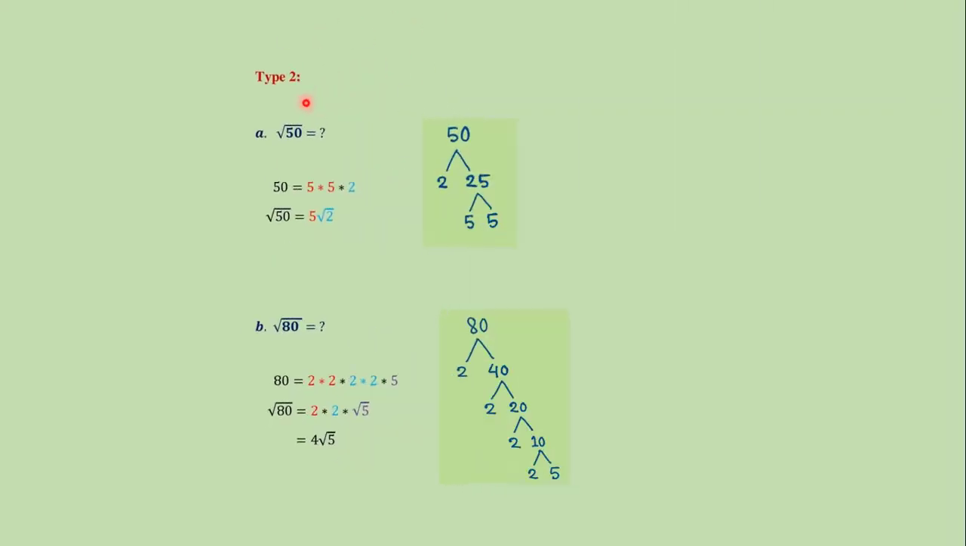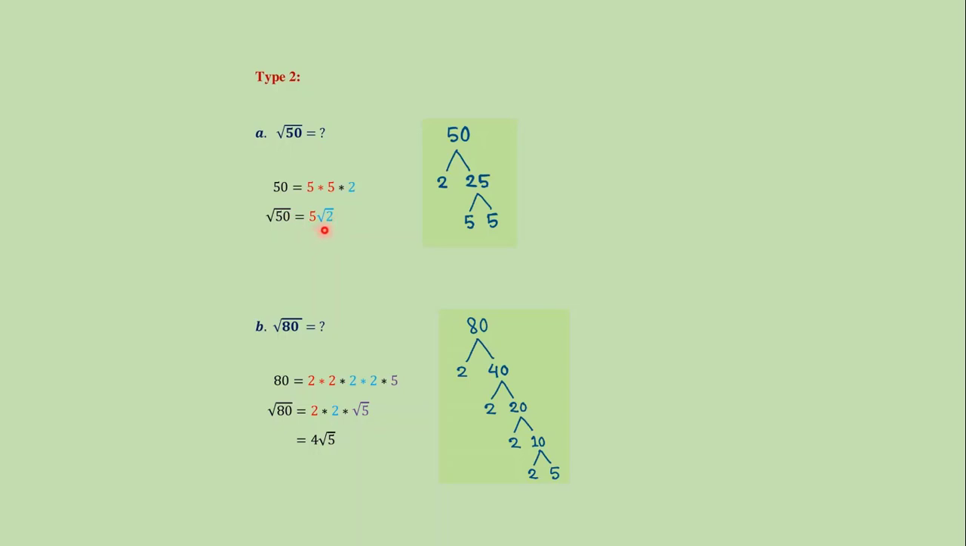Type 2: finding the square root of a non-perfect square number. Suppose we want to find the square root of 50. So 50 can be written as 2 times 5 times 5. So the square root of 50 will be, for this pair we pick one of them, but this one doesn't have a pair. So when we find the square root, we write square root of 2. So our final answer is 5 square root of 2.